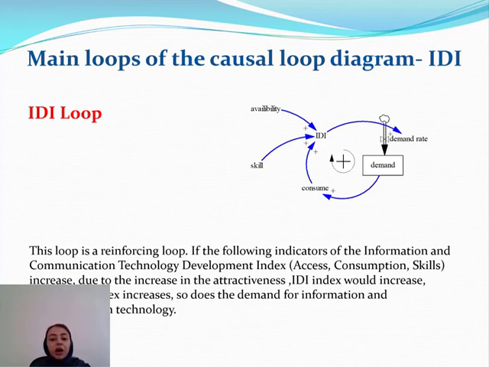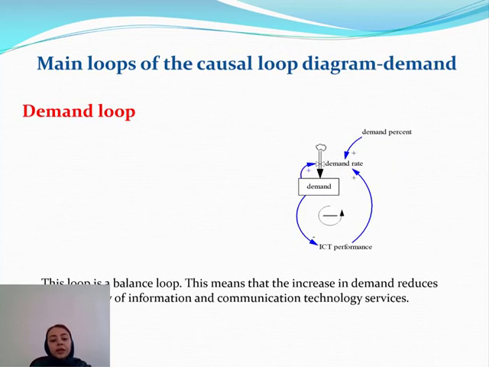With increasing IDI, the demand for bandwidth and the demand for using ICT technology would increase. So we can say that this is a reinforcing loop. The second loop that we have is the demand loop. This loop is a balancing loop. It means that increasing demand causes a reduction in the efficiency of information and technology services.